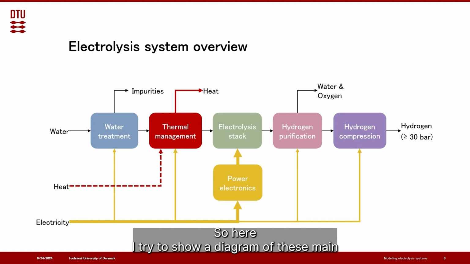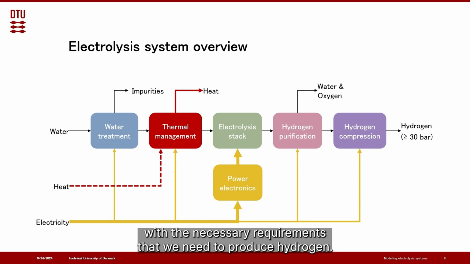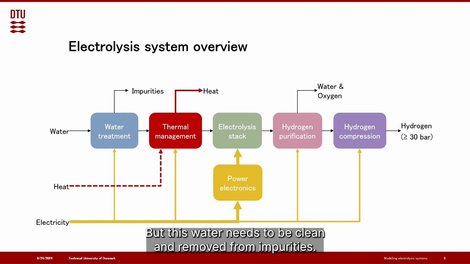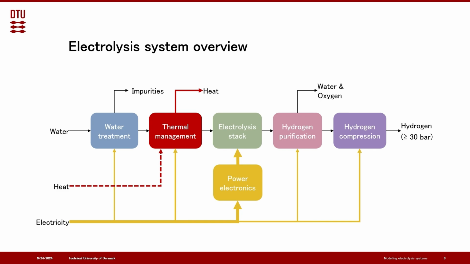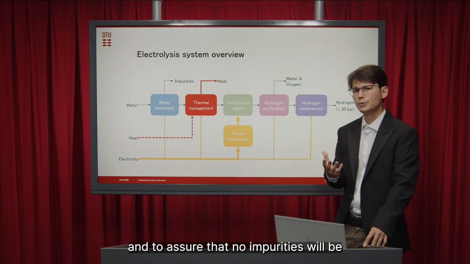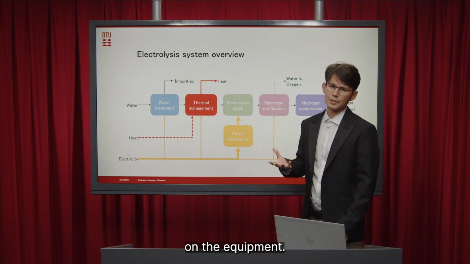So here I try to show a diagram of these main auxiliary systems that we need to supply our electrolysis stack with the necessary requirements that we need to produce hydrogen. So for instance, in order to produce hydrogen, we need water, but this water needs to be clean and free from impurities. So usually we have a first step of water treatment to remove these and to assure that no impurities will be in our equipment.